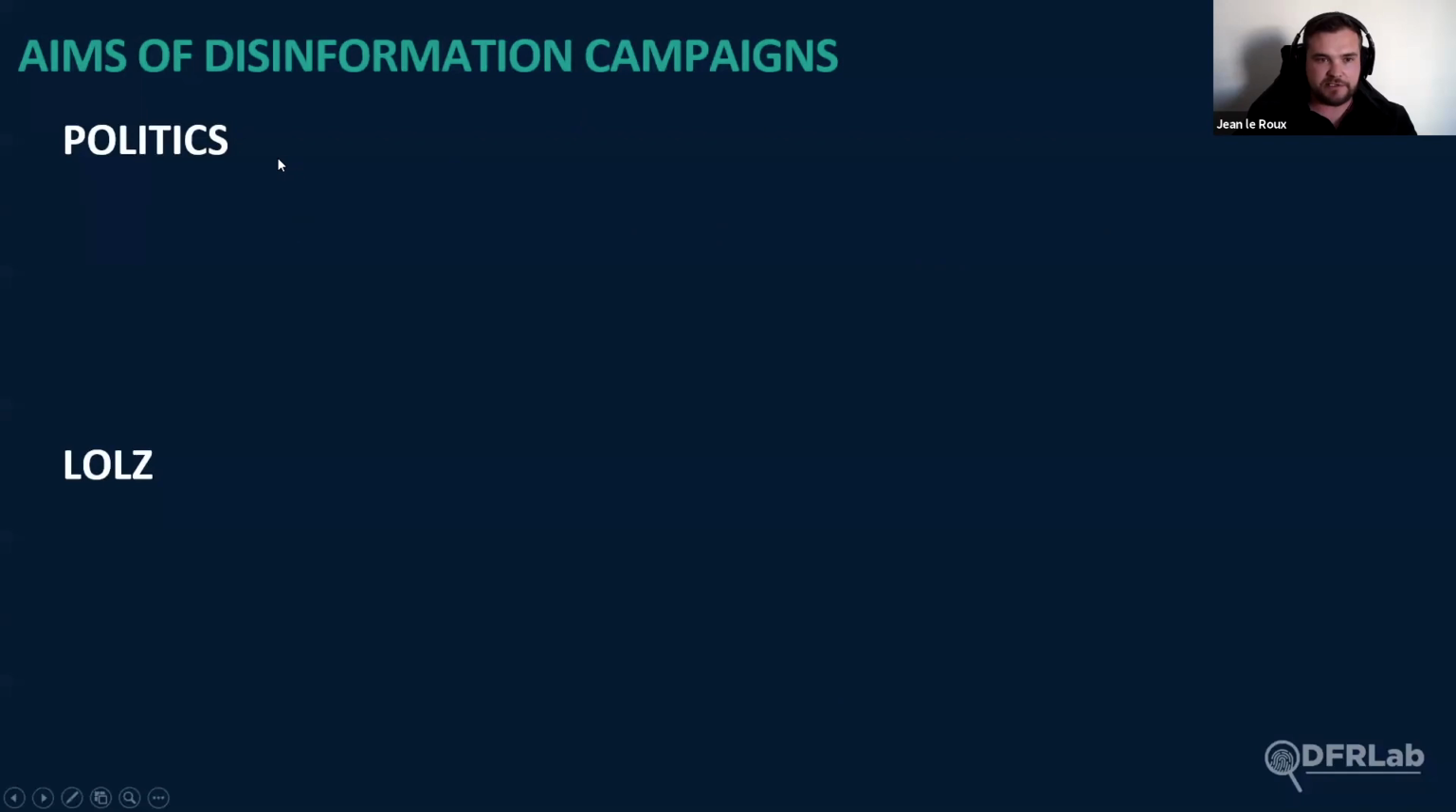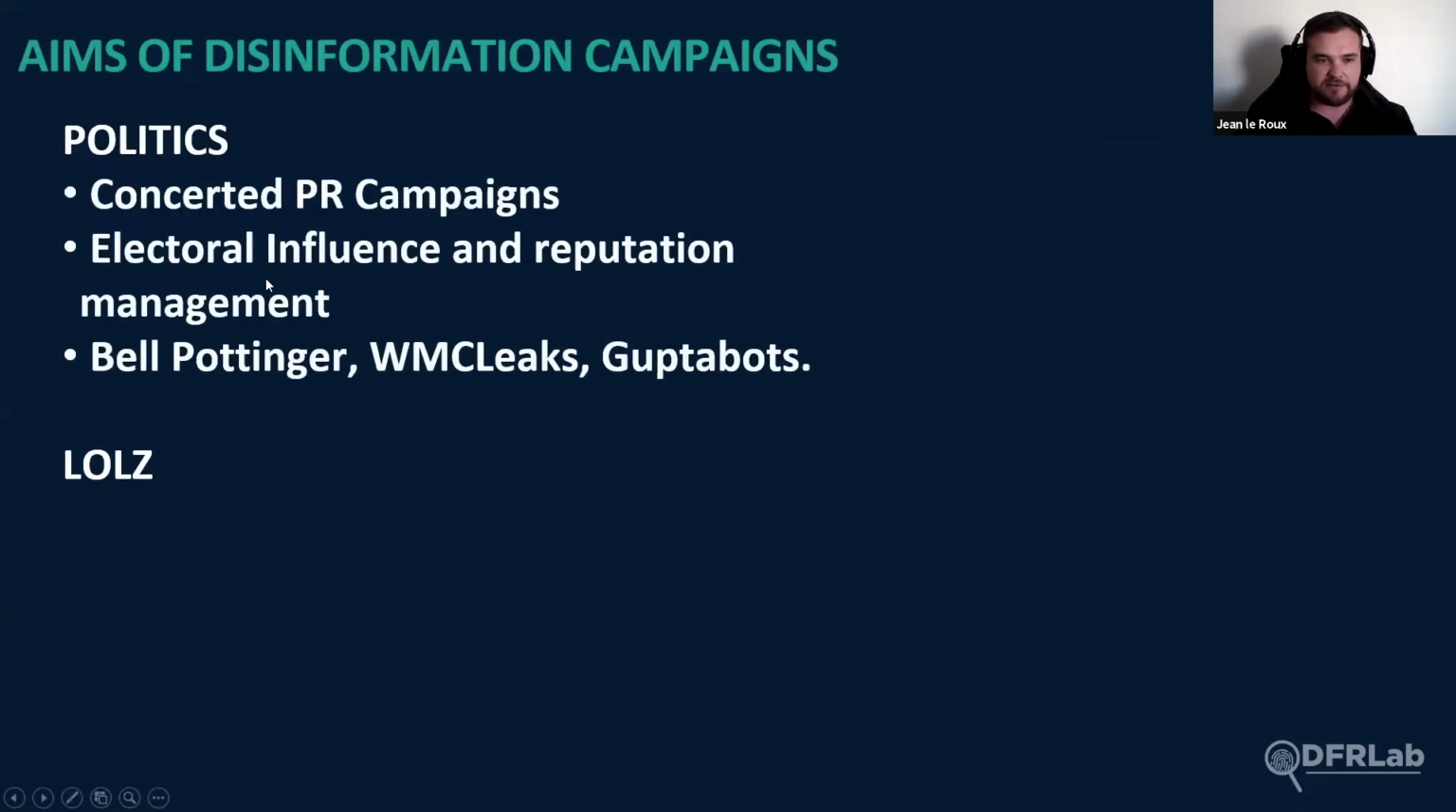So the aims of disinformation campaigns, we bracket them into three categories. The first one is politics, which would be PR campaigns or electoral influence and reputation management campaigns. South African examples of that would be the Bell Pottinger campaign that we had a few years back, which included the WMC leaks and the so-called Gupta bots, which was all part of this political campaign to massage the reputation of a specific family in South Africa.